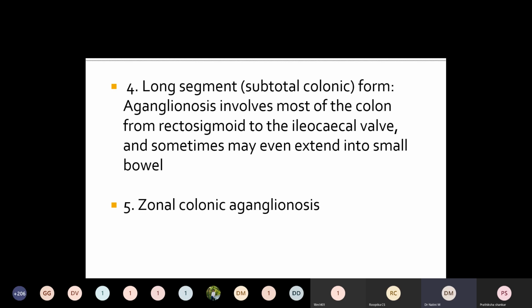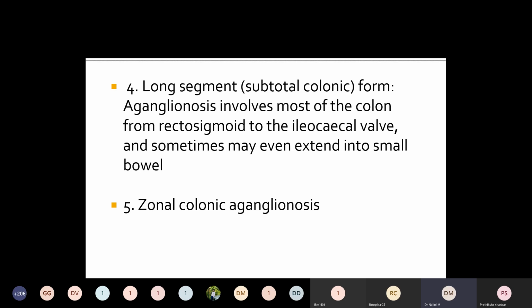Most commonly, the aganglionic segment is narrowed and the proximal segment is dilated. When the segment of intestine has to be resected, always make sure the surgical ends do show ganglion cells. You can do it using a frozen section, and that is the indication that the aganglionic segment is completely removed.